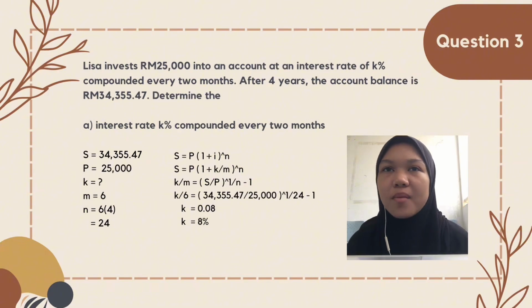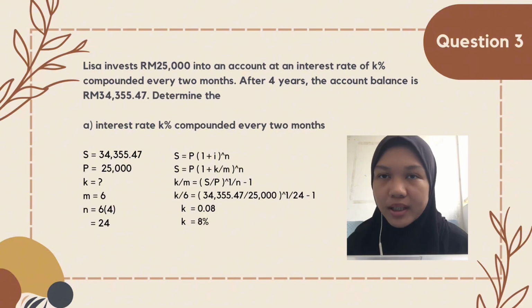After 4 years, the account balance is 34,355.47. Determine the interest rate K% compounded every 2 months. For this question, we use the compound interest formula, which is S equals P(1 plus I) to the power of N. To find the interest rate, we use K over M equals (S over P) to the power of 1 over N, minus 1.